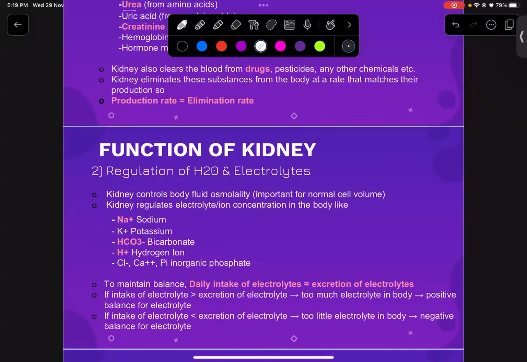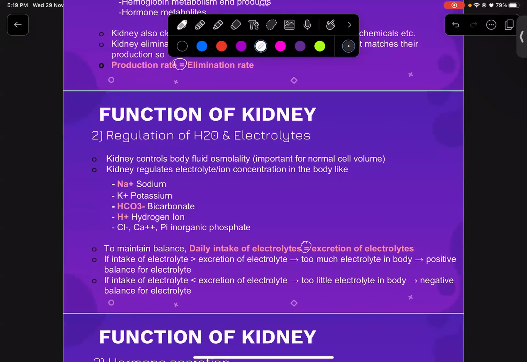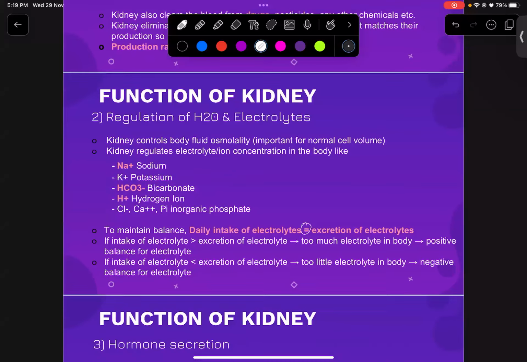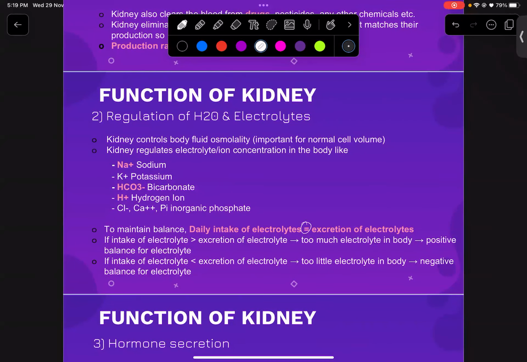You guys can see that we're really focusing on maintenance, steady conditions and homeostasis, because if the body goes out of these controlled environments, it goes haywire. For example, if the intake of an electrolyte, let's say sodium, is more than its excretion, then you will have a lot of sodium in your body, and that is called a positive balance for sodium. And vice versa: if your excretion of sodium is more than your intake, then you have too little sodium in your body, and that is called a negative balance for electrolytes.